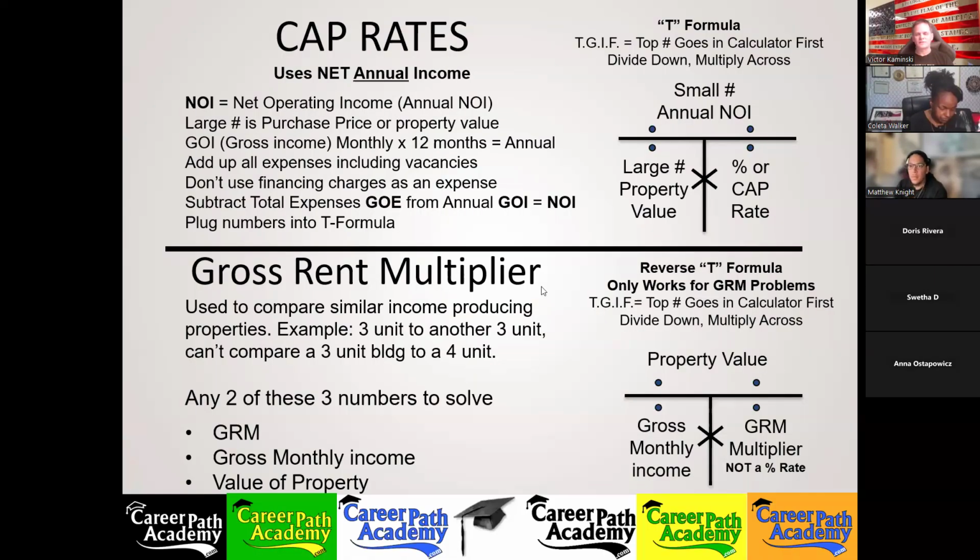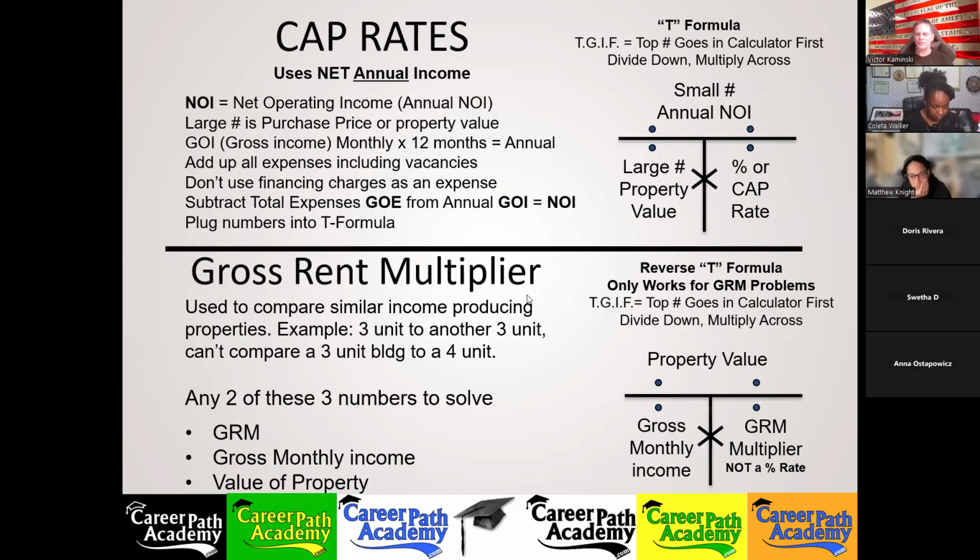There we go. So the formula for cap rates, you use the T formula. The annual net operating income goes up top, property value on one side, and the cap rate on the other. Whatever is the missing number you're trying to figure out, you divide down, multiply across to find that missing number.